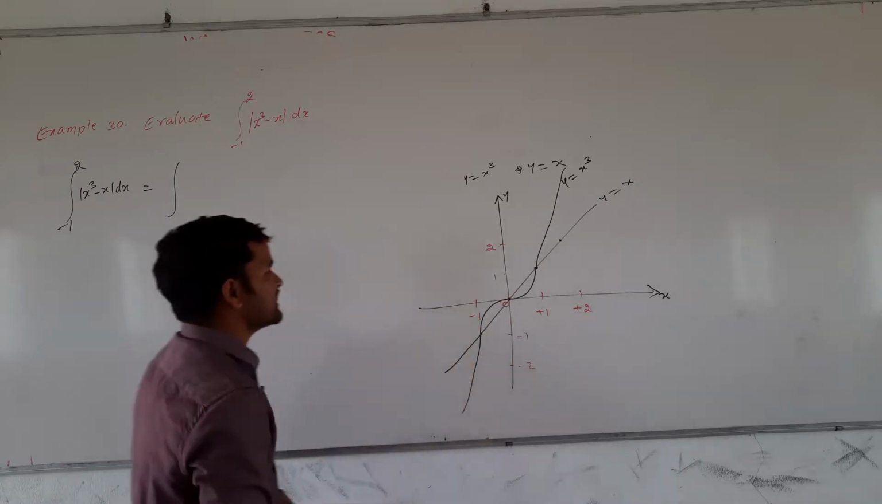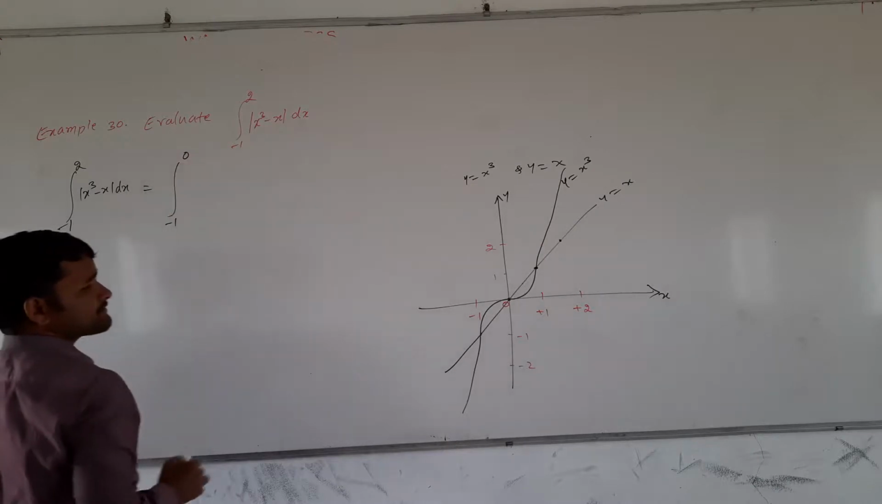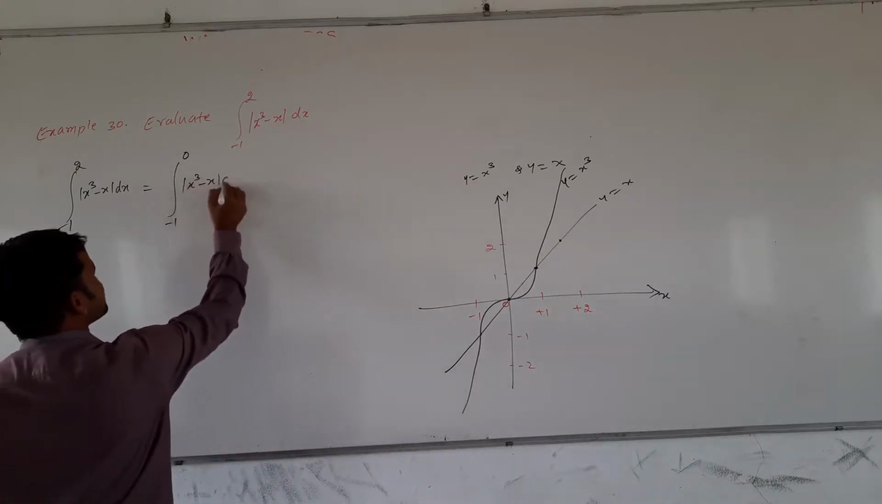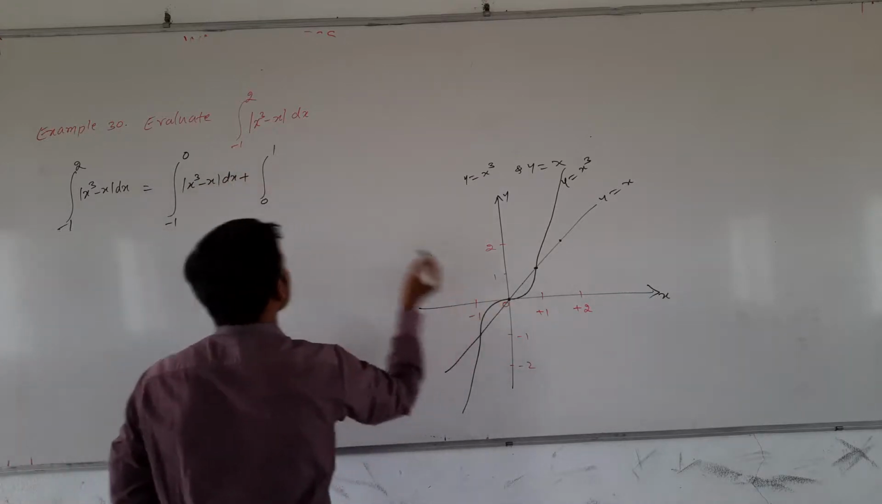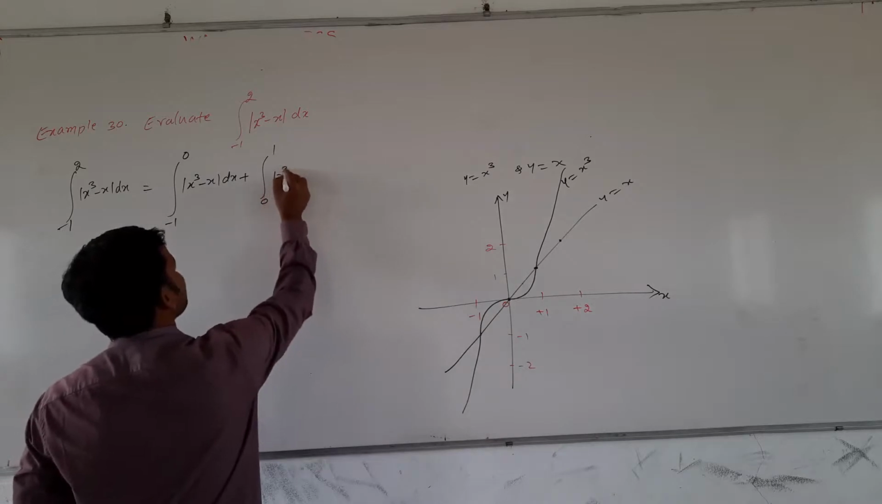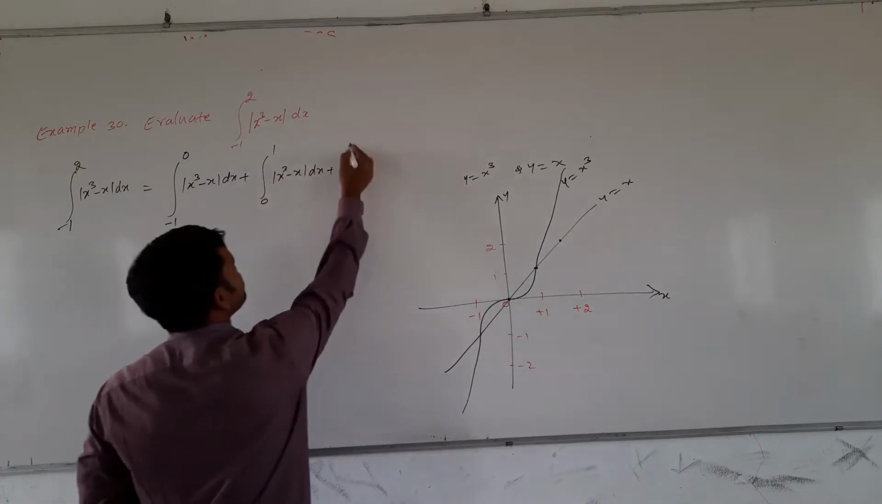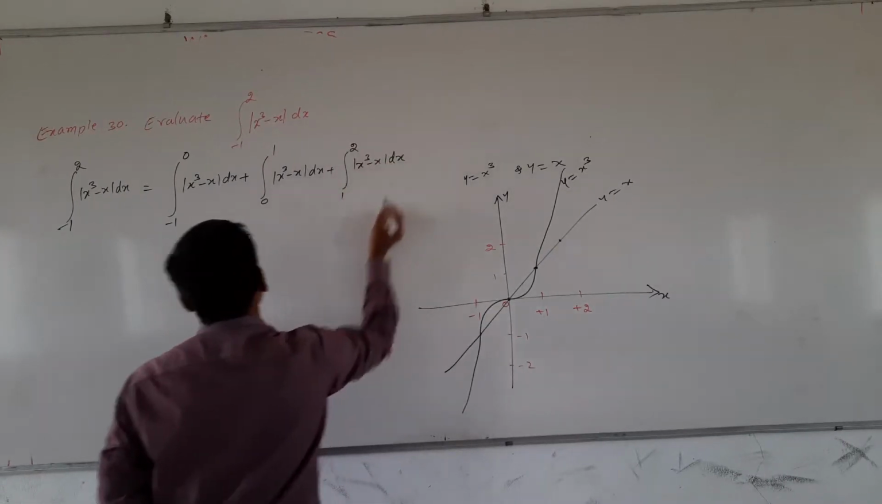I am dividing it into 3 parts. Minus 1 to 0 I will take first: integral from minus 1 to 0 of modulus of x cube minus x into dx, plus integral from 0 to 1 of modulus of x cube minus x into dx. Next, 1 to 2, modulus of x cube minus x into dx I will take.